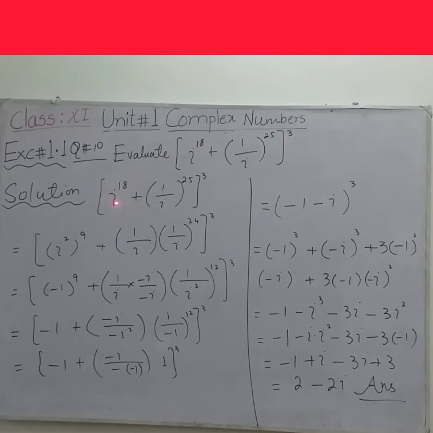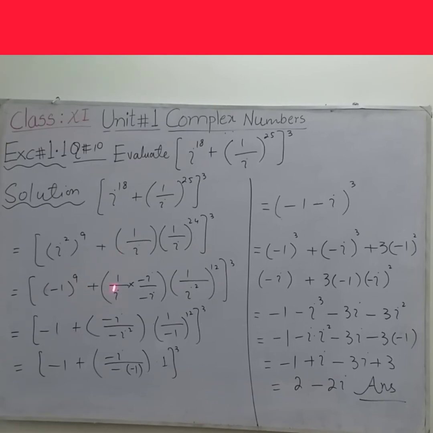First, writing iota raised to power 18 as iota square whole power 9, 9 2s are 18. And writing 1 by iota whole raised to power 25 as 1 by iota into (1 by iota whole power 24), then whole power 3. Iota square, as we know, equals minus 1. So minus 1 raised to power 9.